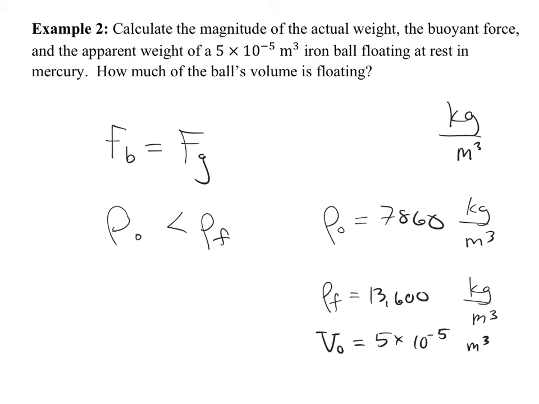We need to know the actual weight of the object, the buoyant force. So looking at this one here, we have formulas for these, right? Let's plug in to start. So we can start plugging in here. Let's start with, for the object itself. So let's take this formula down here, rewrite it so we know where we're going with. The buoyant force is the density times the volume times gravity. The weight itself here would be the mass of the object times gravity.